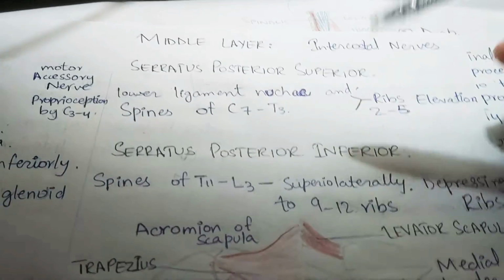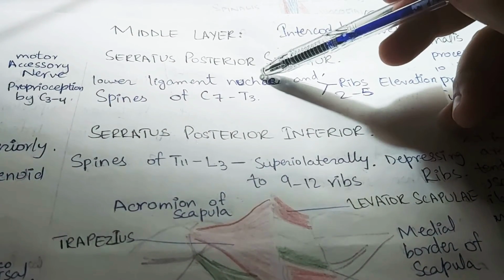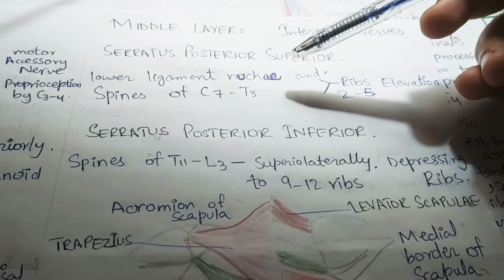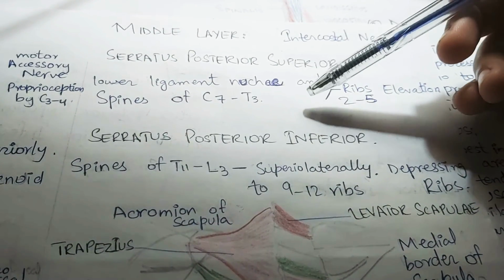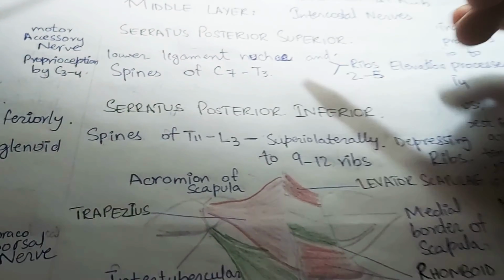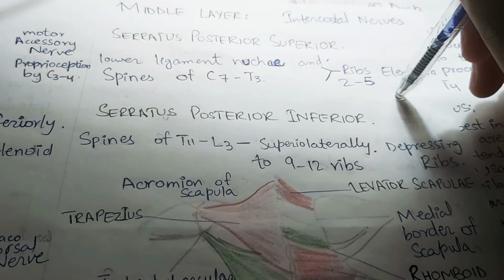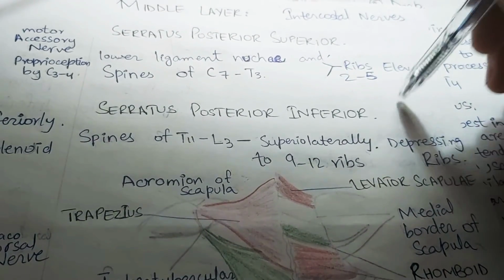Now coming to the middle layer. The middle layer consists of serratus posterior, superior and inferior. Obviously superior will be up in the vertebral column, and inferior will be lower. The point to understand is that the middle layer is concerned with the movement of the thoracic cage, so obviously these muscles will be attached to the ribs.